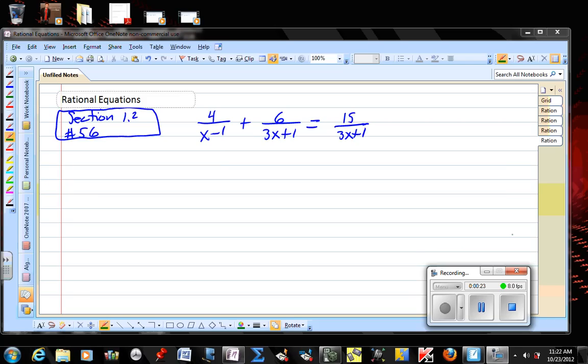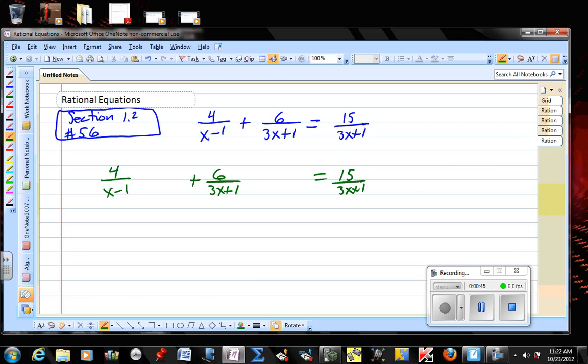Well, you see we have two fractions on the left side of the equation, and they do not have a common denominator. So the first thing we're going to do is get a common denominator. Here's what we'll do. We'll copy the original problem: 4 over the quantity x minus 1, we'll leave a blank, plus 6 over the quantity 3x plus 1, leave a blank, equals 15 over the quantity 3x plus 1.